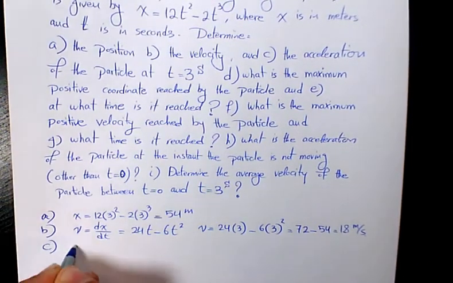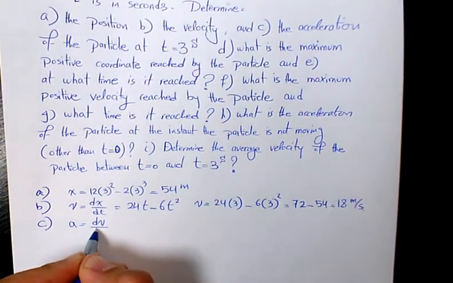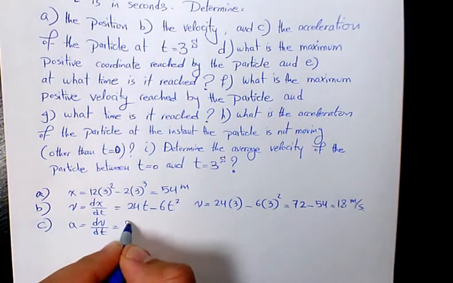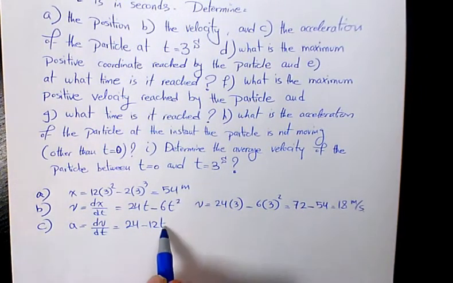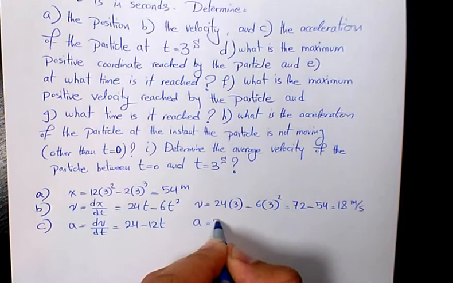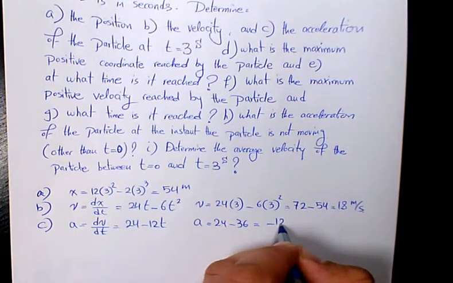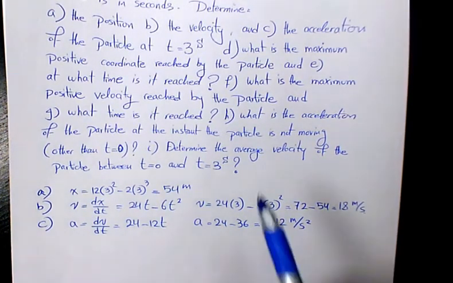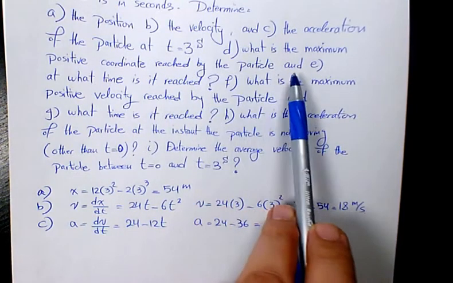Part C, we need to find out the acceleration. Acceleration is the first derivative of velocity or the second derivative of distance. So that will be 24 minus 12t. When you sub 3 in here, it's going to be 24 minus 36, and that will be negative 12 meters per second squared.